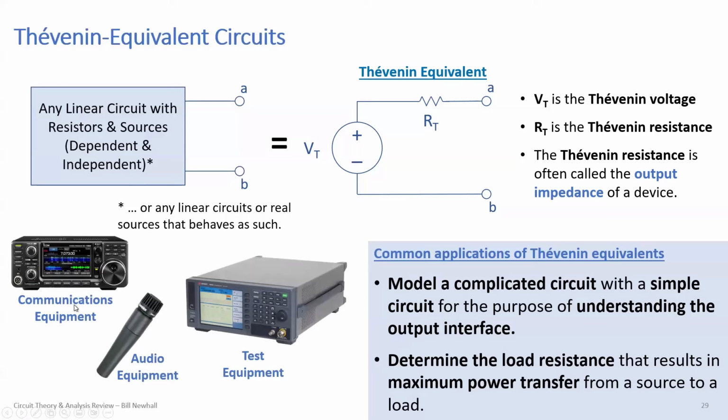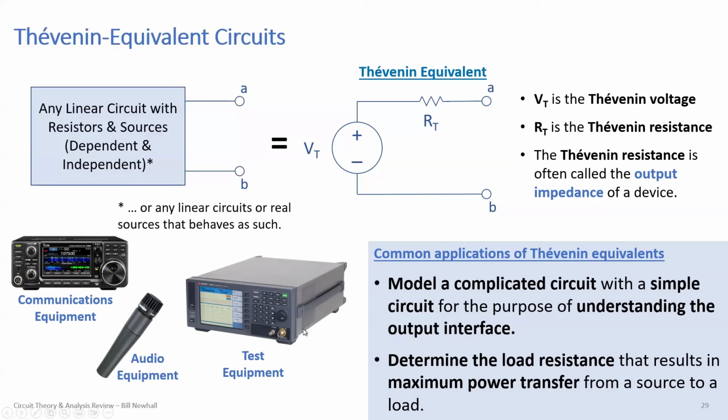So communications equipment, communications transmitters can be modeled with a Thévenin equivalent. Audio equipment that acts as a signal source can be modeled as a Thévenin equivalent, and test equipment, the output of a signal generator, can be modeled with a Thévenin equivalent. Okay.